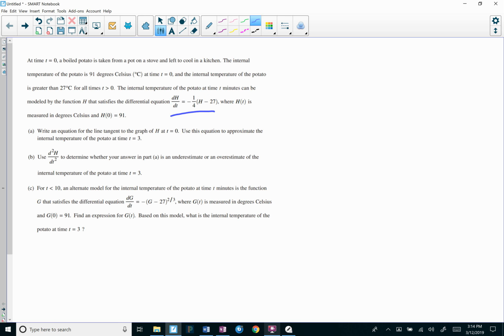Okay, so part A, write an equation for the tangent line at t equals 0. Use it to approximate the internal temperature at time t equals 3. So let's right away: if t is 0, that doesn't mean h is 0. t is 0, h is 91. So I'm going to evaluate dh/dt when t is 0. That'll give me negative 1/4 times (91 minus 27), and that gives me negative 16.